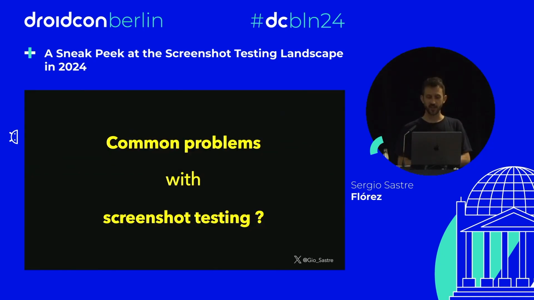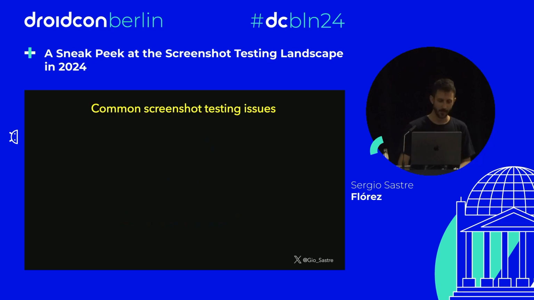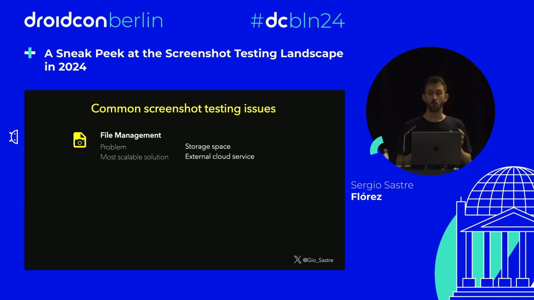And last but not least, let's talk now about some common problems with screenshot testing. So, file management. By using screenshot testing, our PRs will also push screenshot files, which are around 50 kilobytes. This means that you'll likely reach the Git storage limits much faster. There are several solutions for this. The most scalable one is probably to have an external cloud service where you store those screenshot files.